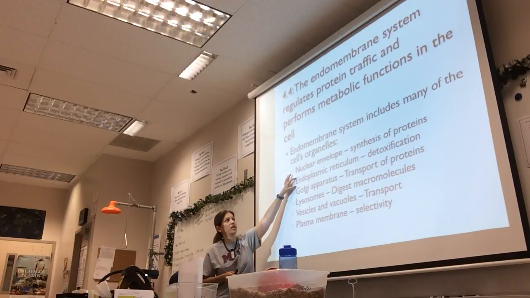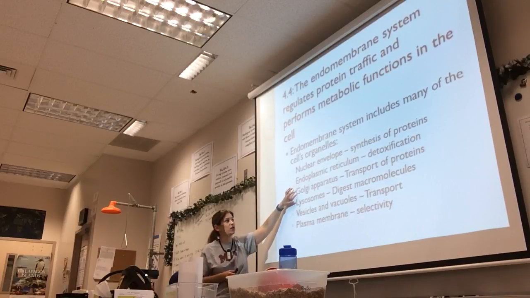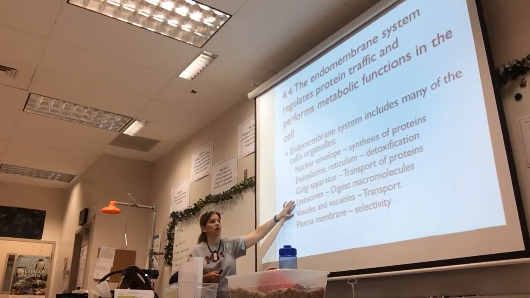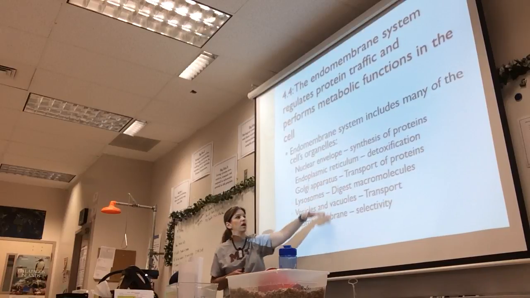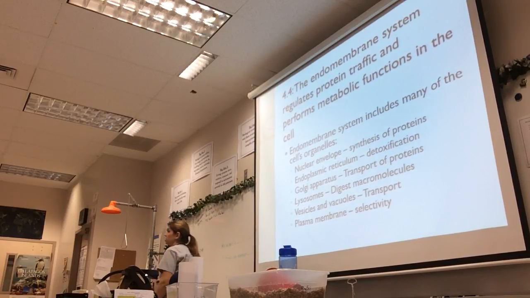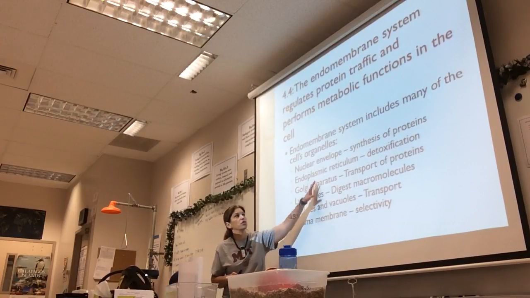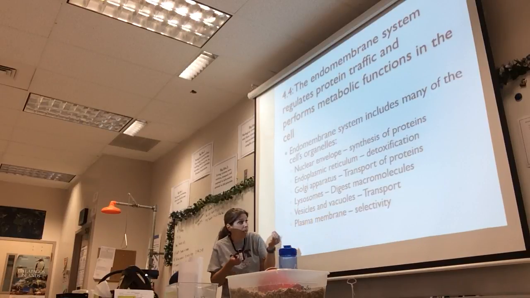The endoplasmic reticulum, we call that the ER, rough ER, smooth ER. The Golgi apparatus. And then we also have what are called lysosomes and vesicles. And all of these are part of that endomembrane system. And as a whole, it regulates protein movement within the cell, as well as what is removed or pushed out of the cell. Okay?